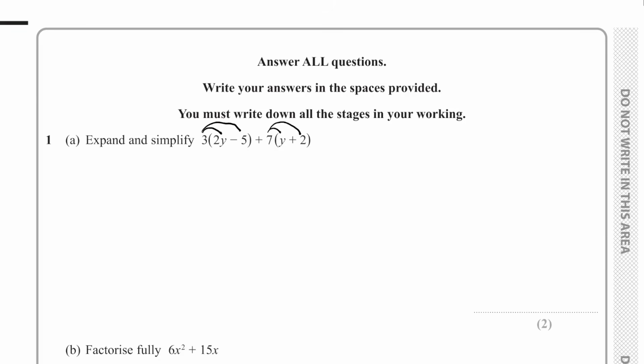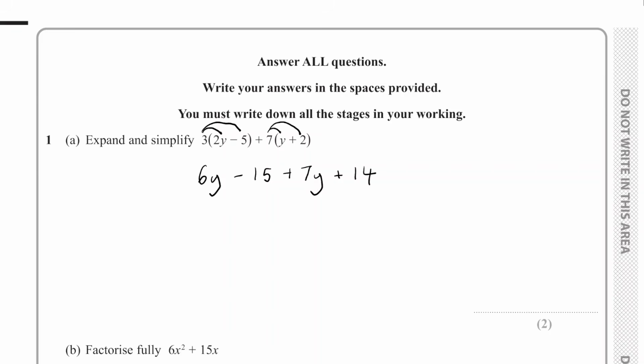brackets. So 3 times 2y is 6y. 3 times negative 5 is negative 15. 7 times y is 7y. And 7 times 2 is 14. So we've expanded. Now we simplify.